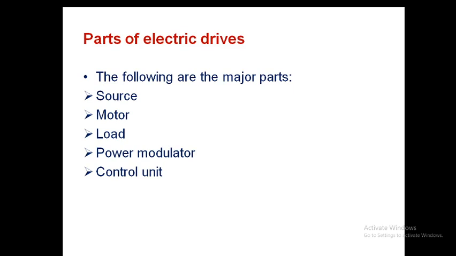From the block diagram, the following are the major parts of the electric drives: source, motor, load, power modulator, and control unit. By combining all these, we can call it an electric drive, because the source is an electrical source and the other components are also related to electrical parts. The combination of source, load, motor, and power modulator with control unit is called the electric drive. That's why these are the parts of the electric drives.